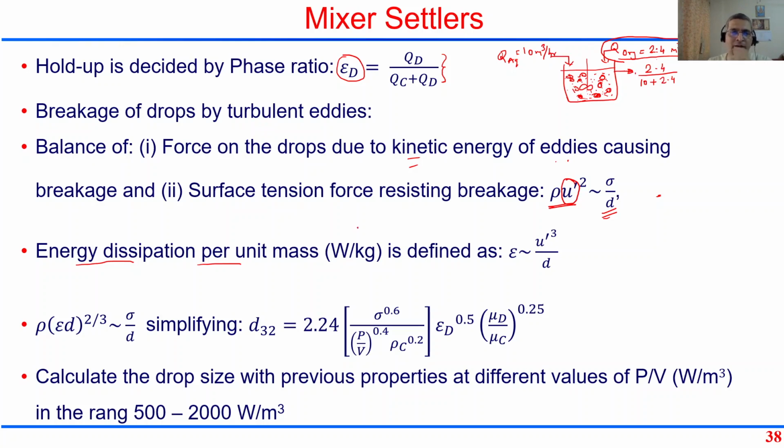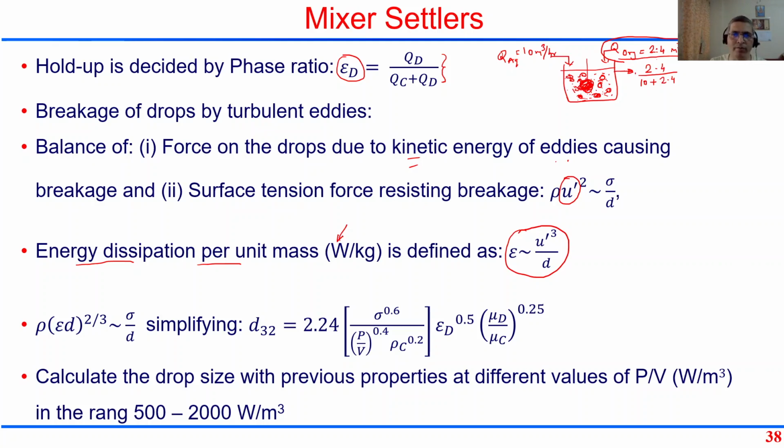So if I say that I dissipate, let's say, 1 watt per kg or 5 watts per kg, then I can calculate this energy associated with the turbulence based on this assumption of isotropic and homogeneous turbulence. Let's not worry too much about turbulence just now, but it's like saying that the intensity of turbulence is decided by how much energy we are putting in from this agitator.